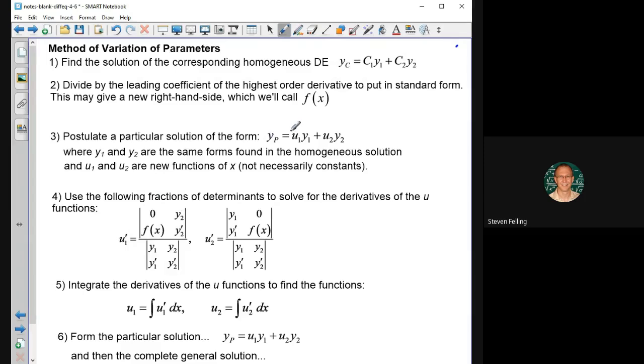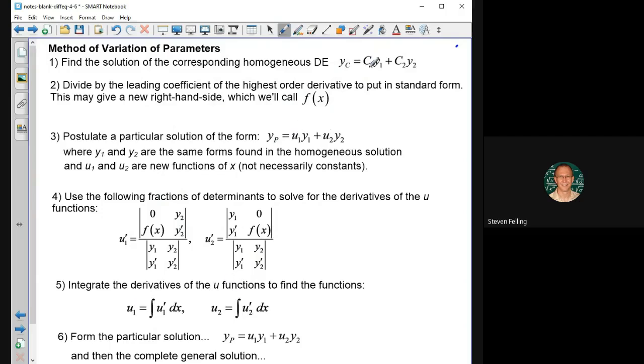It's crazy that that works. If you're interested in seeing why, read the separate PDF. And then for u2 prime, we do the same determinant on the bottom, but on the top we replace the second column with 0 and f of x, the right-hand side. That gives you u1 prime and u2 prime. So to find the corresponding functions, we have to take the antiderivative of each of those. That will give us u1 and u2.